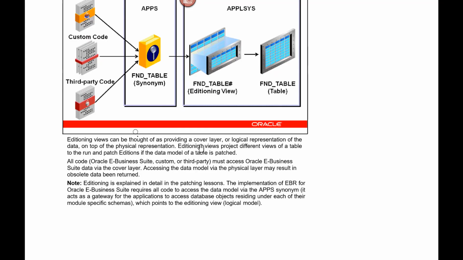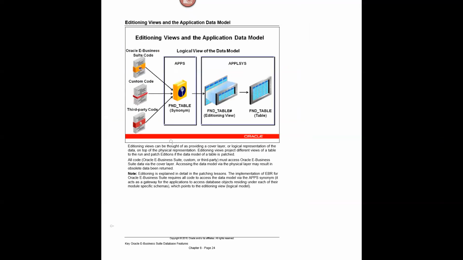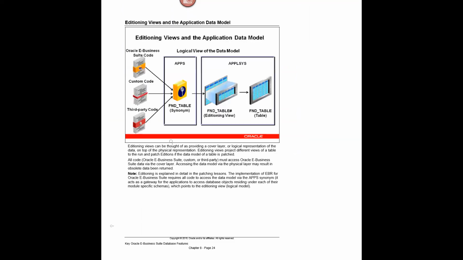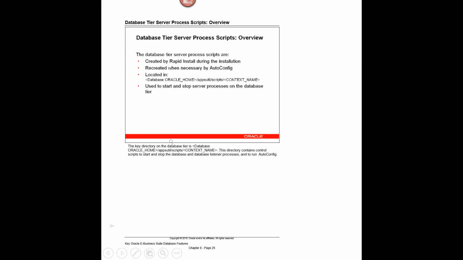It can be thought of as providing a cover layer, or a logical representation of data on top of a physical representation. Editioning views project different views of a table to the run and the patch edition if the data model table is patched. We will see in the next slide how it is maintained. Here they have not covered that, but I'll cover it later in one of the topics. They covered in more depth how they maintain it in online patching.